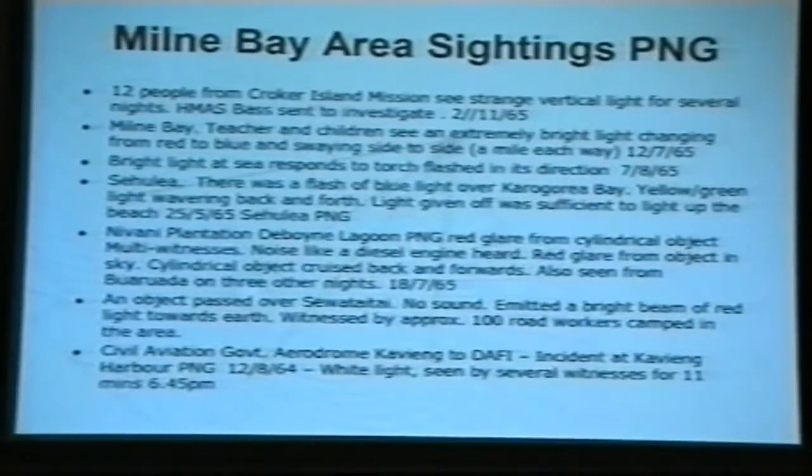There was a flash of blue light over Carrigaria Bay, a strange yellow-green light wavering back and forth, which gave off enough light to light up the entire beach. Then a red glare from a cylindrical object was seen over De Boyne Lagoon in Papua New Guinea with multiple witnesses. It had a noise like a diesel engine.